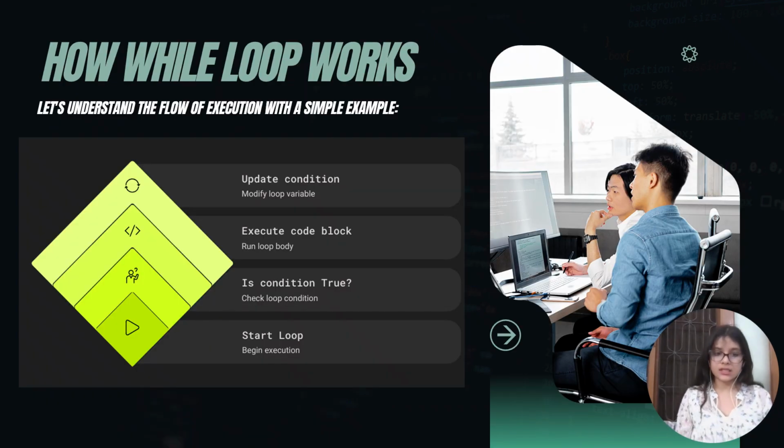Now we will see how a while loop works inside. This diagram here shows the flow of execution. The loop starts, checks if the condition is true. If yes, it executes and updates the variable. Then it goes back and checks the condition again. This keeps repeating until the condition becomes false, at which point the loop exits.